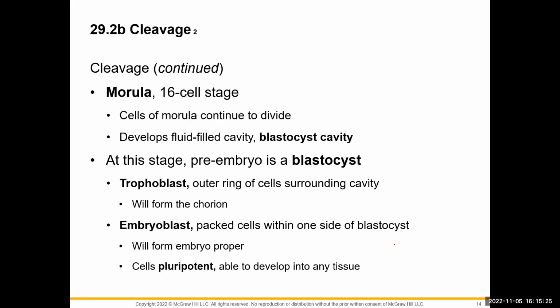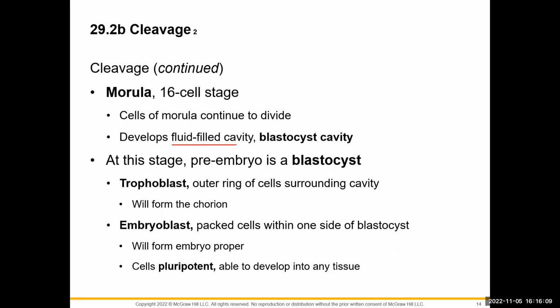After we go from that 8-cell structure and develop into a 16-cell structure through mitotic division, we give that structure a name, and we call that the morula. Now, instead of just a glob of cells, we see some new developments. A cavity develops, with some fluid in it, and we refer to that cavity as the blastocyst cavity. When that occurs, we no longer call it a morula. We now call it the blastocyst. I'll show you pictures of this in a moment.